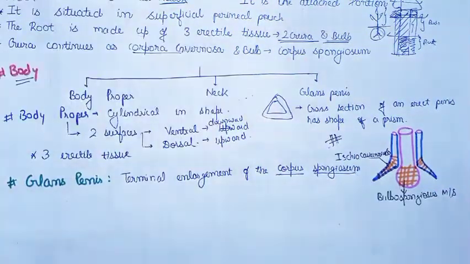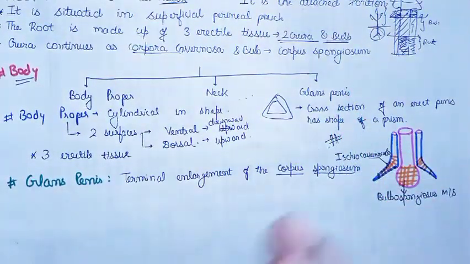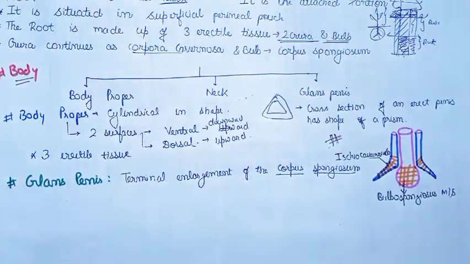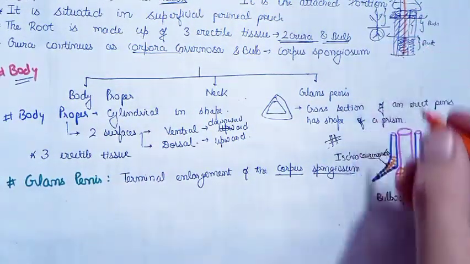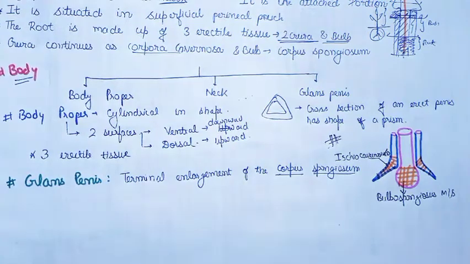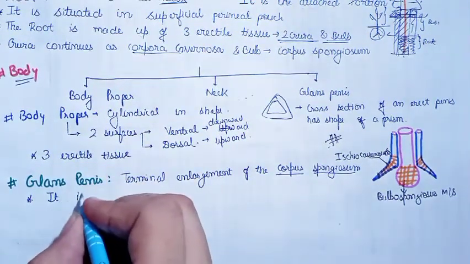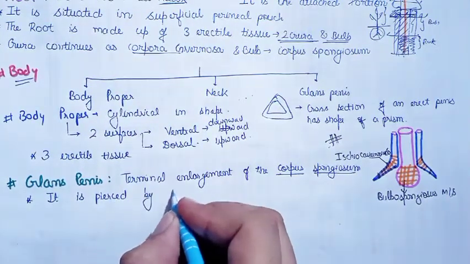Okay. So this corpus spongiosum is pierced by the urethra throughout its length. So whether you talk about the root part or the tip, it is pierced by the urethra. So you can also add this point to your notes, that it is pierced by the urethra.